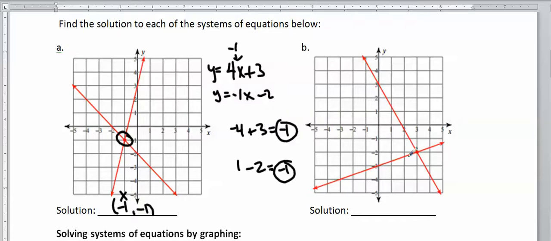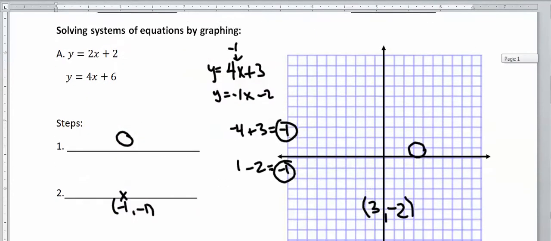Okay, and so why don't you pause the video real quick and try B. Just give me the solution to this system. Where do both inputs give the same output? Alright, so notice they cross right here. Remember, when you're writing ordered pairs, you always go with the x first. So how far do I have to go along the x-axis to get to this point? You should have written 3. And for my y value, I have to go down 2, so that would be -2. So your solution is (3, -2). If you plug that into both of these equations, you'll get the same output.